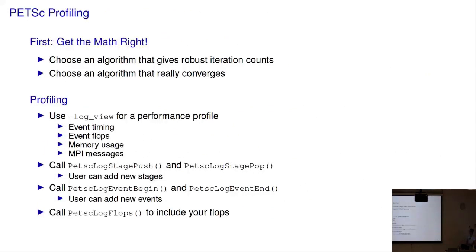And the other thing you want to do is make sure that you have your math right before you do a bunch of profiling. So choose an algorithm that you're sure really converges and that gives really robust iteration counts. I've encountered some cases where a poor graduate student really wasted a lot of time optimizing code that turned out wasn't numerically correct in the first place, so make sure you do that. And then once you've done that, you can do some profiling.